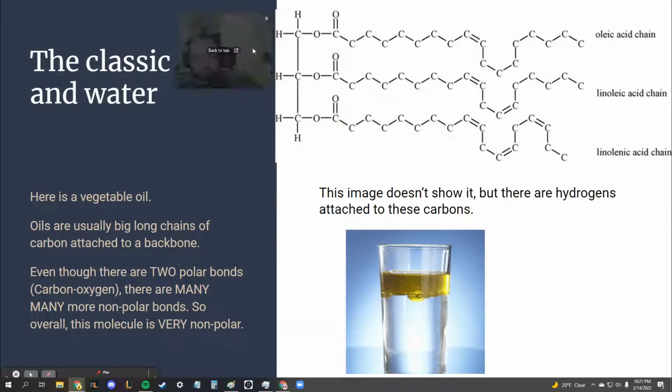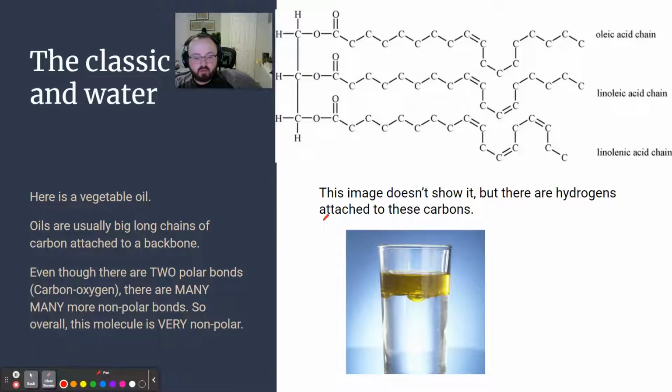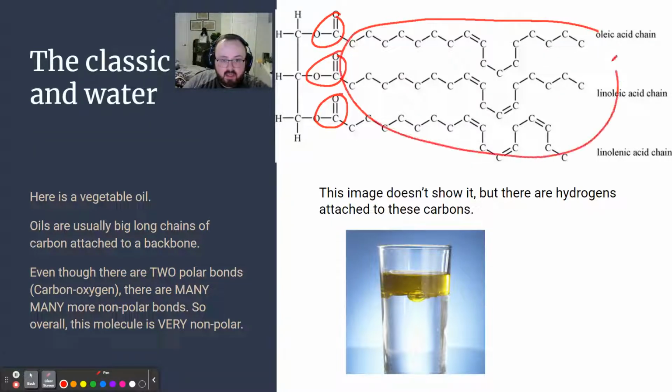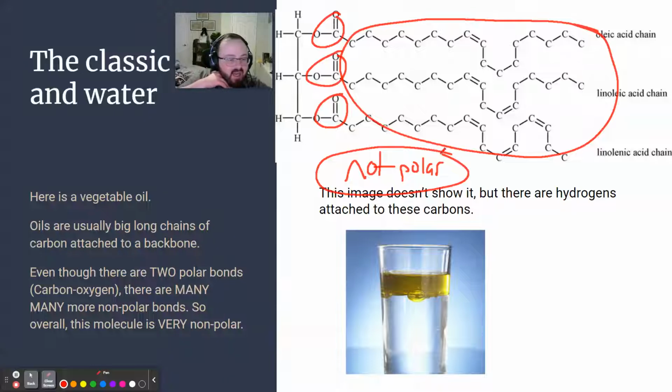One of the classic examples, which I'm going to do in class, is oil and water. They will separate. The big idea here is that even though these bonds that I'm circling in this big molecule are polar, the rest of this thing is super not polar. So these bonds are a little bit polar, but the rest is super not polar, which makes the entire thing not polar. Even though these are polar, they're not that strong, especially to overcome all of this nonpolar junk.